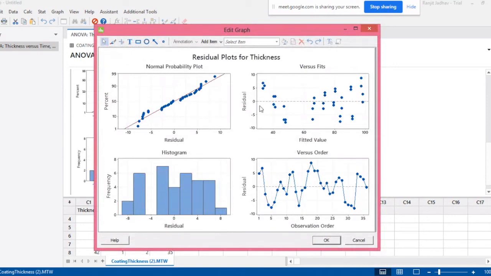So this is the residual plot. Here you can see this is not a perfect mirror image. This is random. This is the normality plot, and this is the histogram. This is the residual plot.